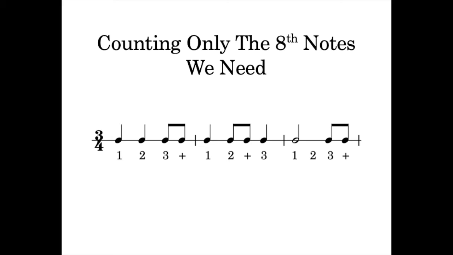Another approach is to count all of the beat numbers, but only "and" for the eighth notes that we need. This is the same rhythm from the previous example, but this time we don't count all of the "ands." 1, 2, 3 and 1, 2 and 3, 1, 2, 3 and.